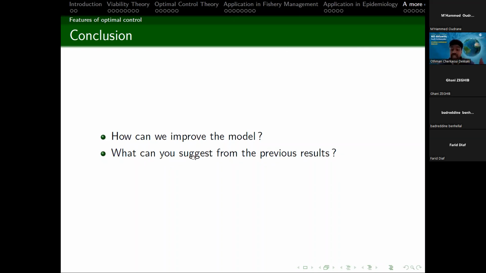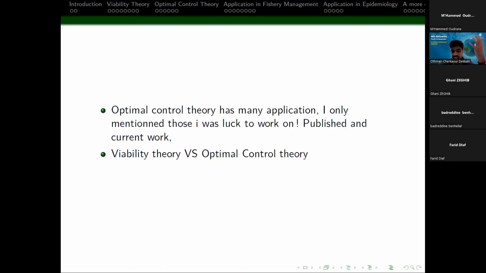So, one of the questions I always also ask is what can you suggest from the previous results? Meaning that now you have seen in which fields the optimal control theory can help us. It can help in fishery management, it can help in epidemiology, and it can help also in waste to energy processes. How can you suggest we can add more to this theory? I've shown you a few cases, but it helps in a lot more cases.